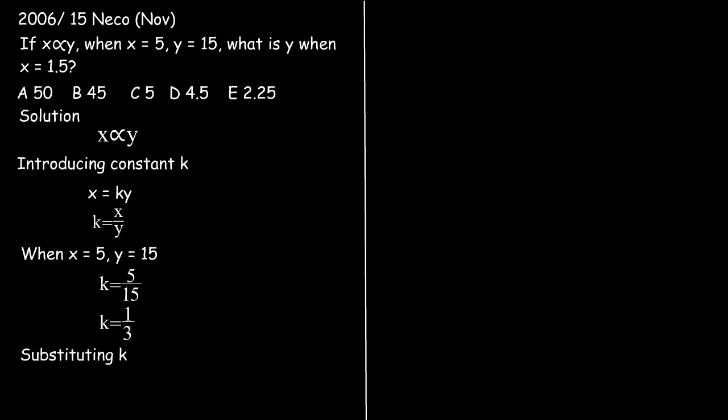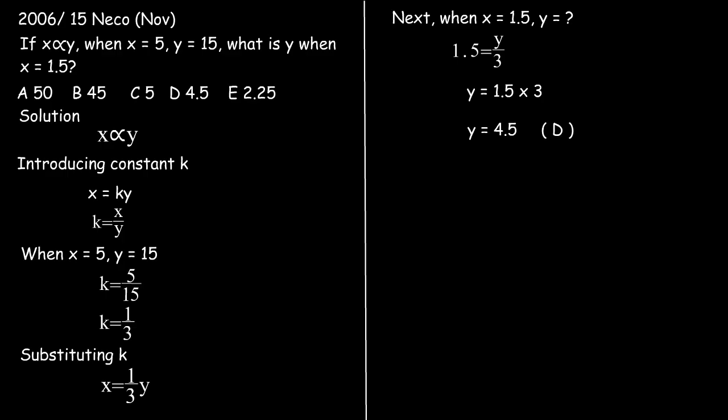Now, substituting k into the equation s equals to ky, it becomes s equals to 1 over 3y. Next, when s is equals to 1.5, y will be our unknown. So, substituting for s, y, and k, 1.5 will be equals to y divided by 3. Multiplying, y will be equals to 1.5 times 3, which will make y to be equals to 4.5. And the correct option is D.